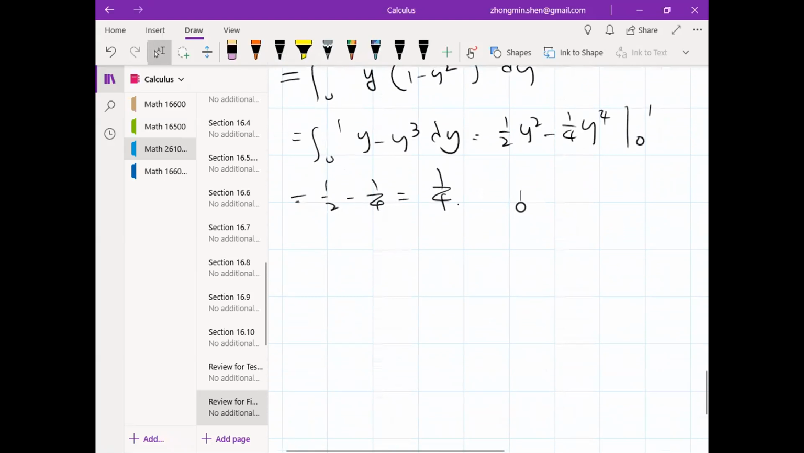Now, sometimes you are given the region and you have to evaluate the triple integral. Then you have to choose.